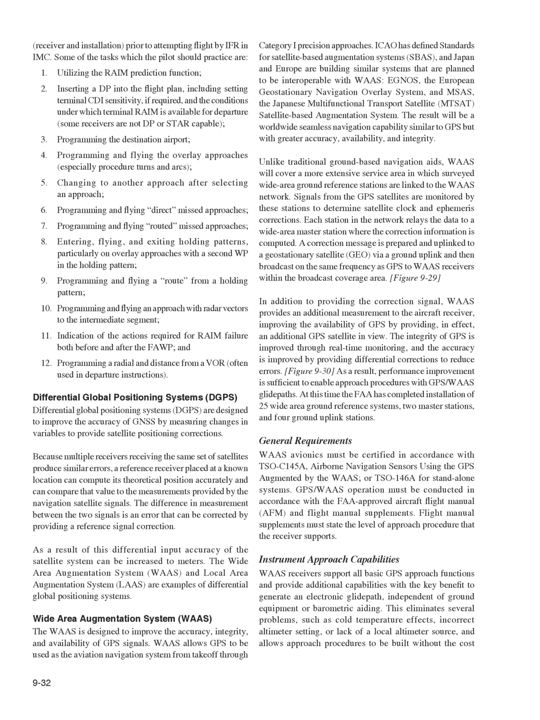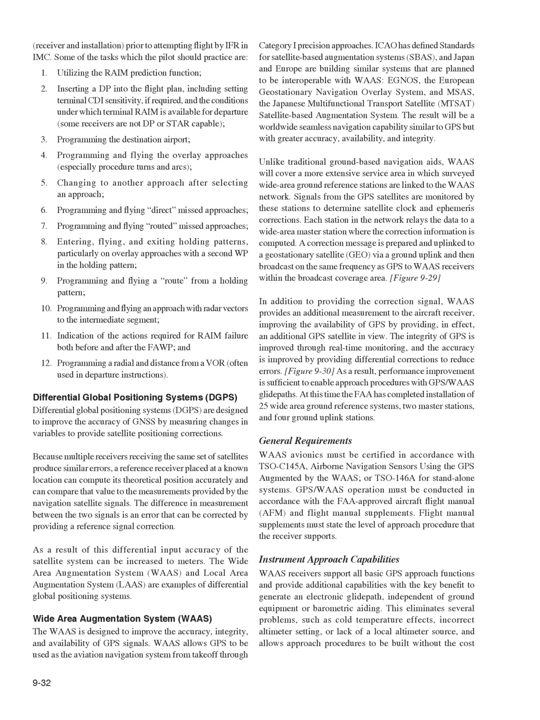Figure 929. In addition to providing the correction signal, WAAS provides an additional measurement to the aircraft receiver, improving the availability of GPS by providing, in effect, an additional GPS satellite in view. The integrity of GPS is improved through real-time monitoring, and the accuracy is improved by providing differential corrections to reduce errors. Figure 930. As a result, performance improvement is sufficient to enable approach procedures with GPS/WAAS glide paths.